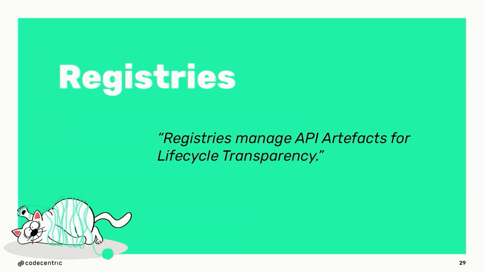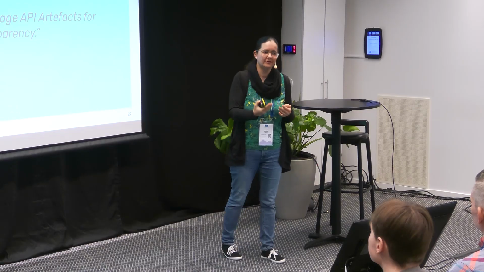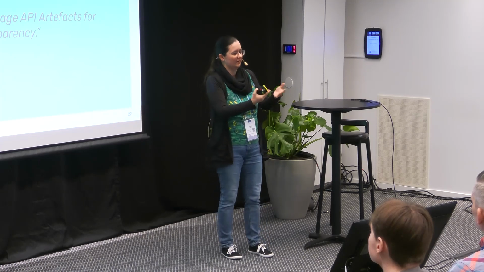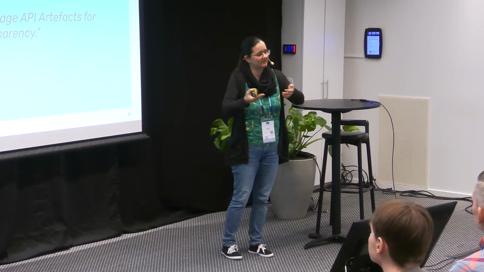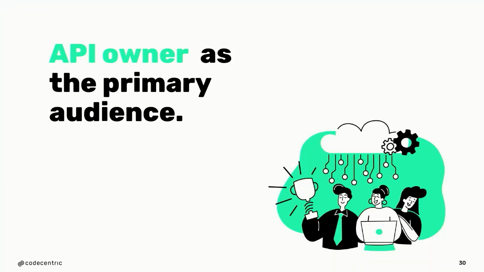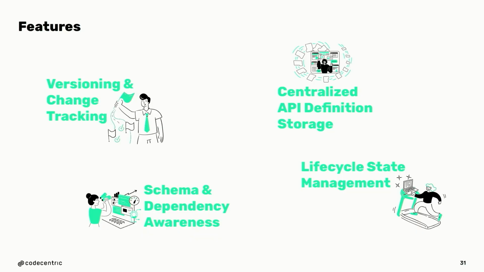And there's something new that came up recently. You maybe heard the term as well, API registries, another buzzword, let's say. So registries are mainly focusing on managing API artifacts for lifecycle transparency. So here it's not so much about the consumer, but about the provider who somehow needs to manage the API artifacts and later get them in the discovery tooling, right? So the API owner is here our primary audience, the person who needs to take care that this API is handled correctly. And usually features that they have is versioning and change tracking.